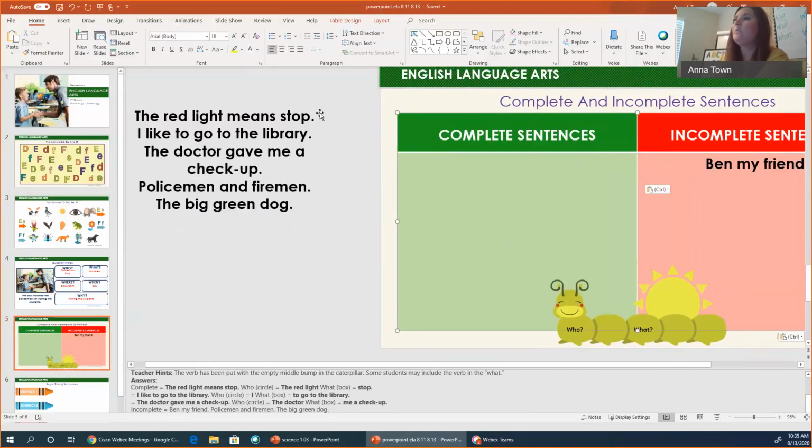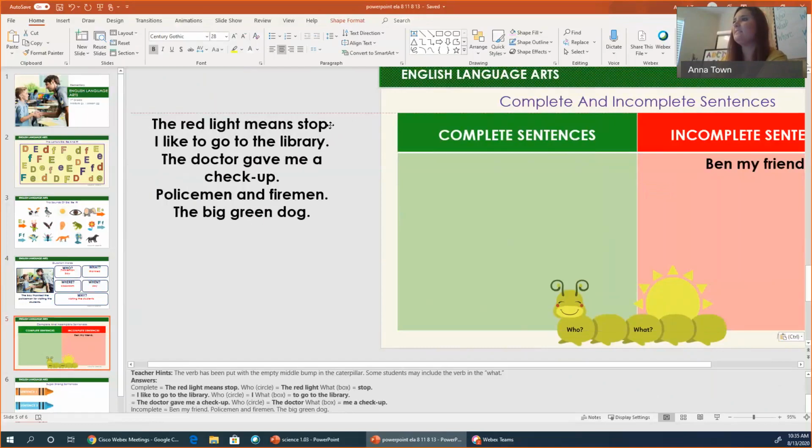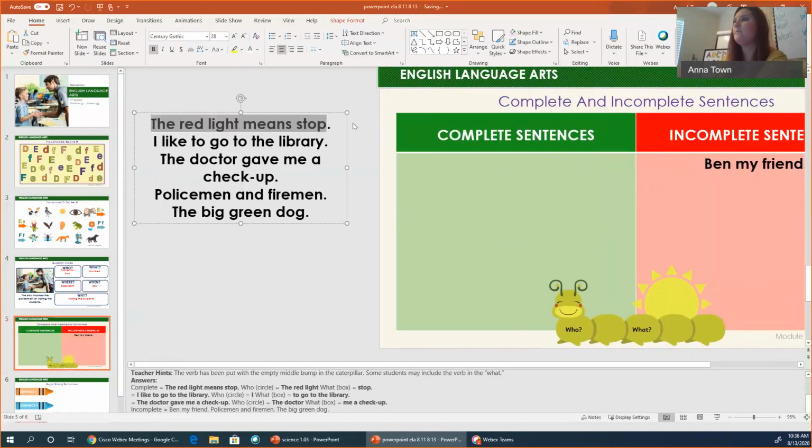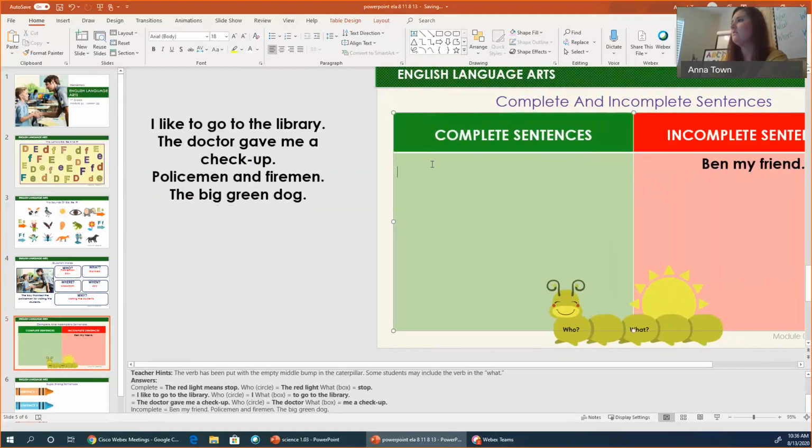Okay, I'm going to go here. The red light means stop. Complete sentence or incomplete sentence? It's a complete sentence, boys and girls. Good job. I'm going to just highlight this so I can get it all over. I like to go to the library. It is a complete sentence.